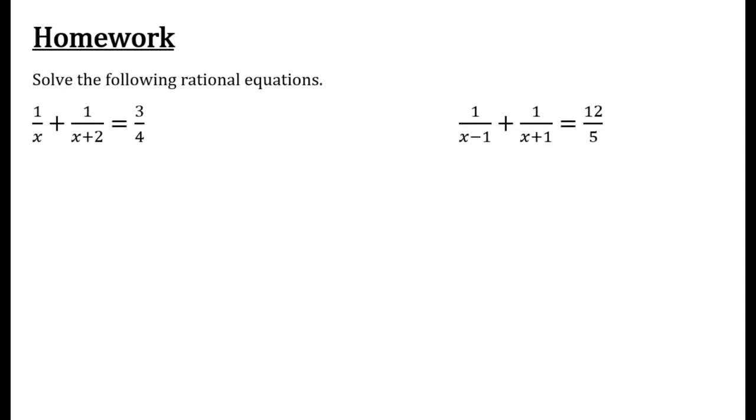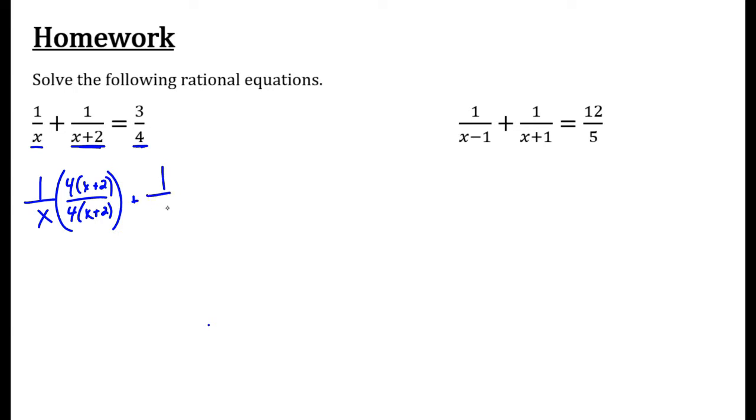So 1 over x plus 1 over x plus 2 equals 3/4. So we need a common denominator. Everybody needs an x. Everyone needs an x plus 2. Remember, those are completely different factors. And it looks like everyone also needs a 4. So this first expression, 1 over x, is missing the 4 and the x plus 2.